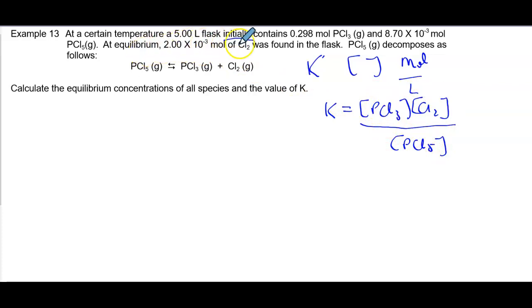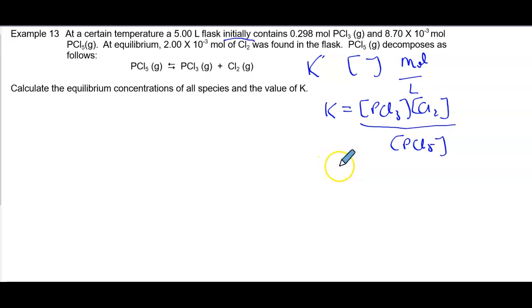Notice that only one of the three, Cl2, is given at equilibrium. It tells us that PCl3 and PCl5 are not at equilibrium. So we have to get them to equilibrium before we can plug them into K. If they were already at equilibrium, we'd simply solve moles over liters and plug them in here. But because it tells us their initial values, not equilibrium values, we will have to figure this out.